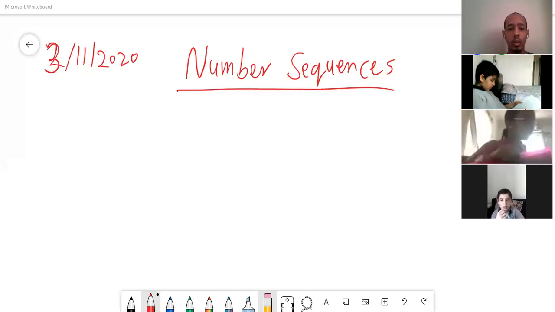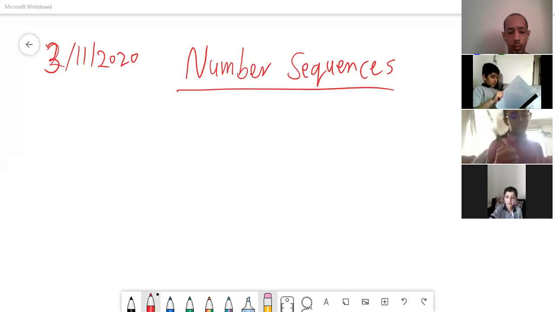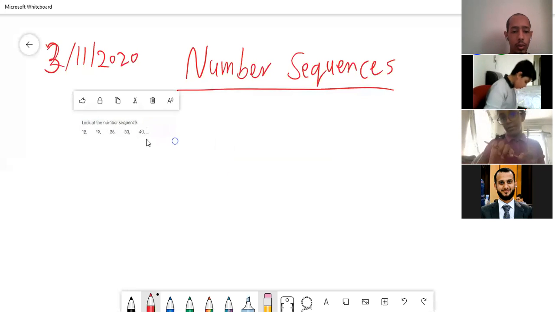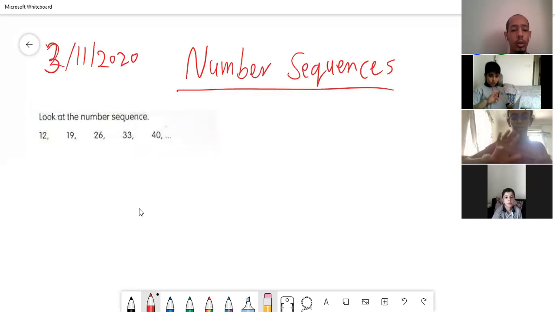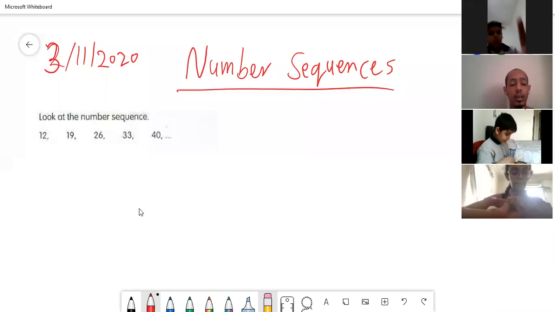Today we are going to talk about number sequences. For example, look at these numbers: 12, 19, 26, 33, and 40. What is a sequence? We have a sequence here. A sequence means several numbers placed in a consecutive way that follows a rule.